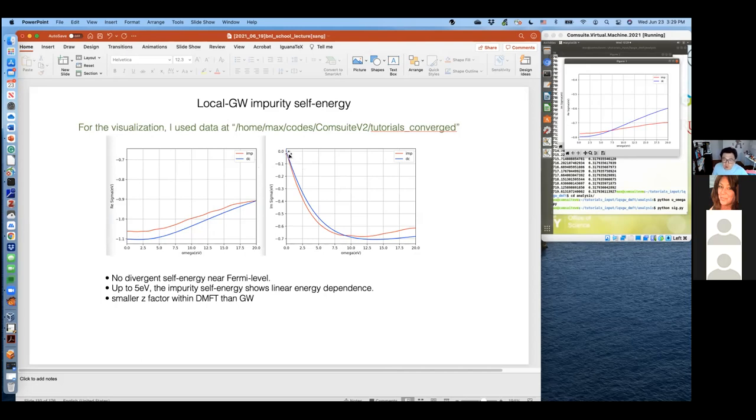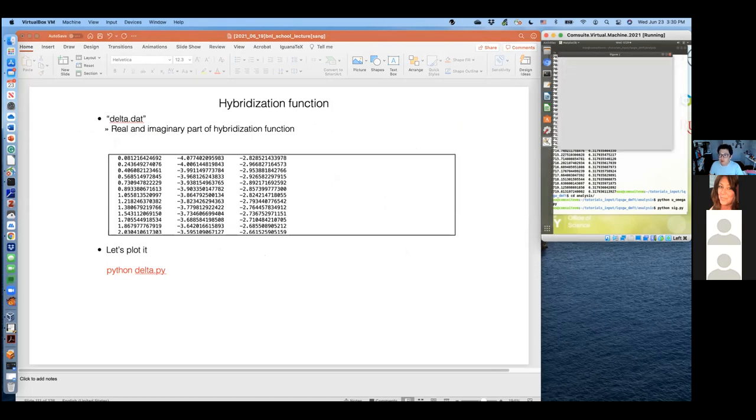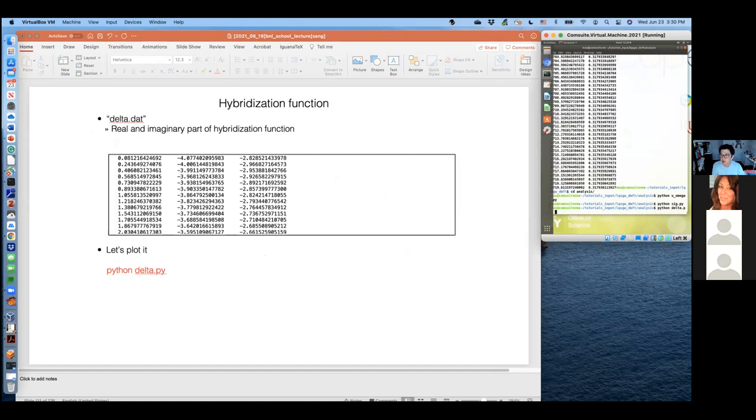One important quantity to measure the correlation is the Z factor. Because the self energy from the impurity shows a much steeper slope here, it means that within DMFT the Z factor will be smaller. So within DMFT, we get more correlation than in the local GW. Another important thing is that up to 5 eV, the real part is flat and the imaginary part is linear, so maybe we can apply the linear approximation up to 5 eV. And for the hybridization, we get the answer, so we will plot it: python delta.py.